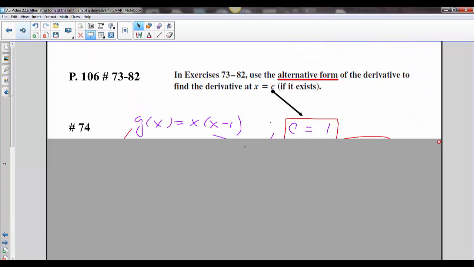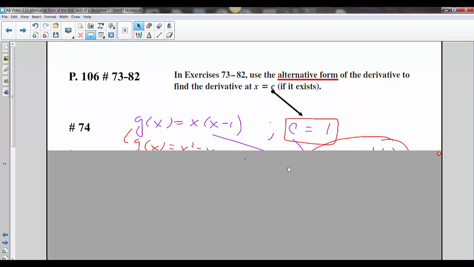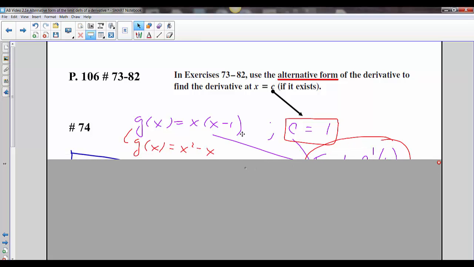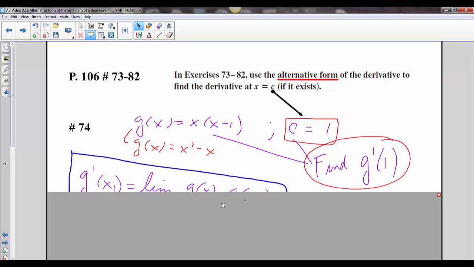Okay, so in exercises 73 to 82, they're going to be very specific, and I will do this on the test. Use the alternative form of the derivative, which means the limit definition of the derivative, to find the derivative at x equals c, and they're going to give you a specific value. Number 74 is g of x equals x times x minus 1, which of course is x squared minus x. The question is to find the derivative of this function g of x at 1. In other words, find g prime of 1.